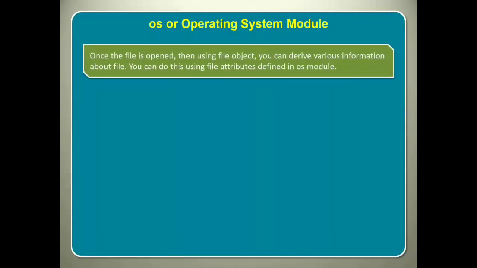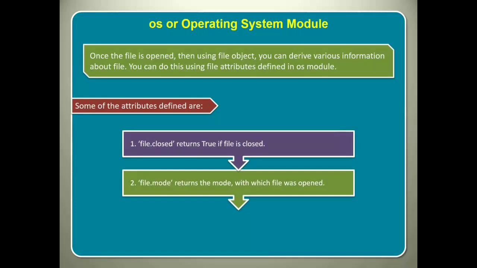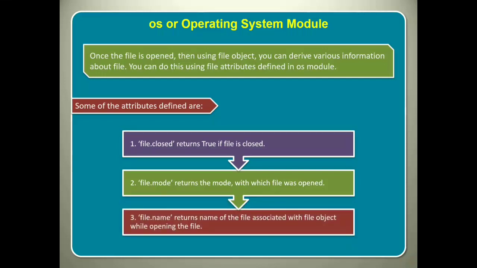Once the file is opened, then using the file object, you can derive various information about the file. You can do this using file attributes. Some of the attributes defined are: file.closed returns true if the file is closed. file.mode returns the mode with which the file was opened. file.name returns the name of the file associated with the file object while opening the file.